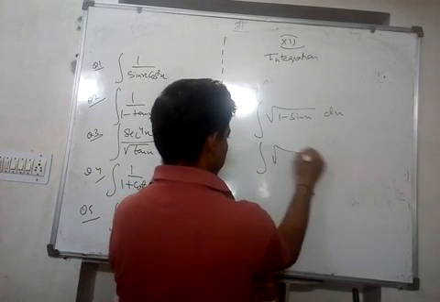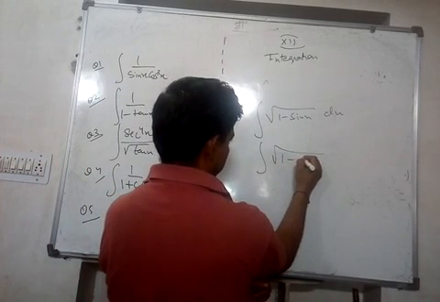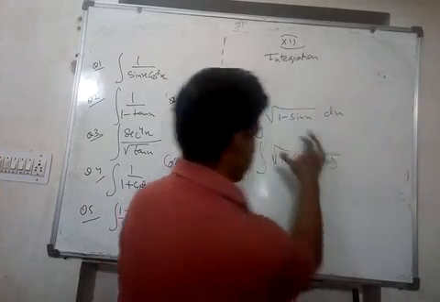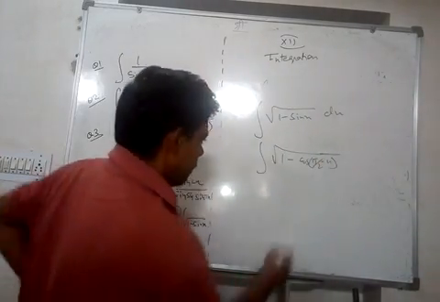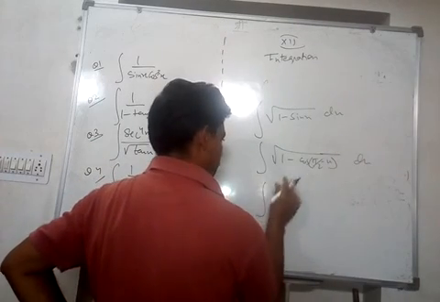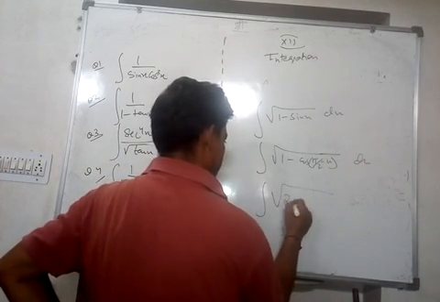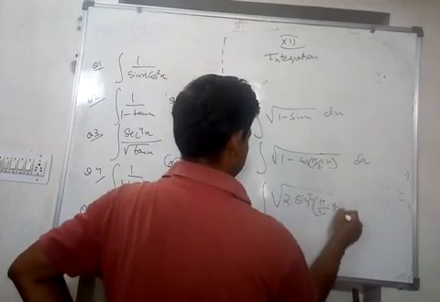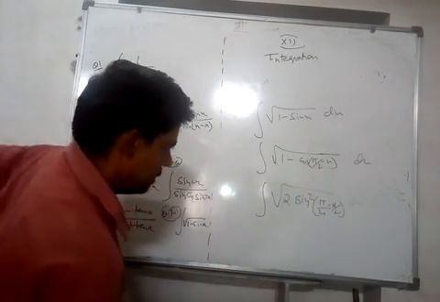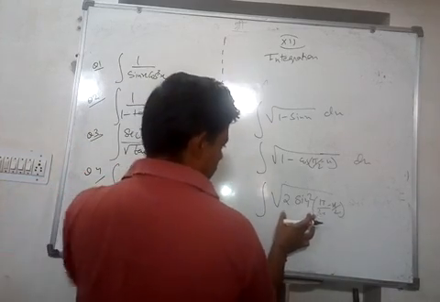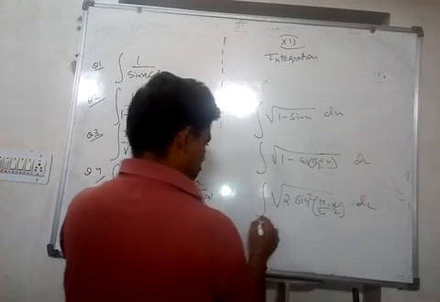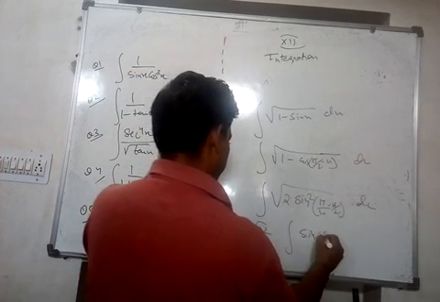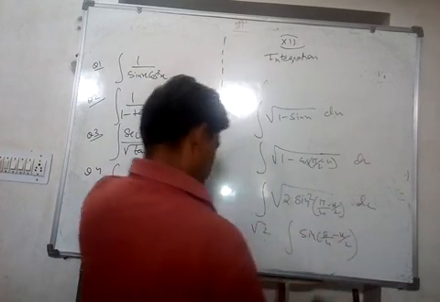One is a very simple one: 1 minus sin x, we can write this as 1 minus cos(pi by 2 minus x), because sin theta is cos(90 minus theta). This is 2 sin square(pi by 4 minus x by 2), half, right? This is identity. Now this can be written as 2 root 2 outside, integrate, this is sin(pi by 4 minus x by 2).